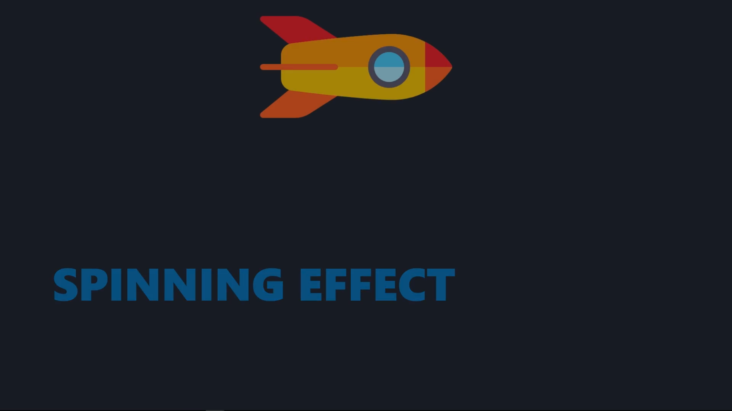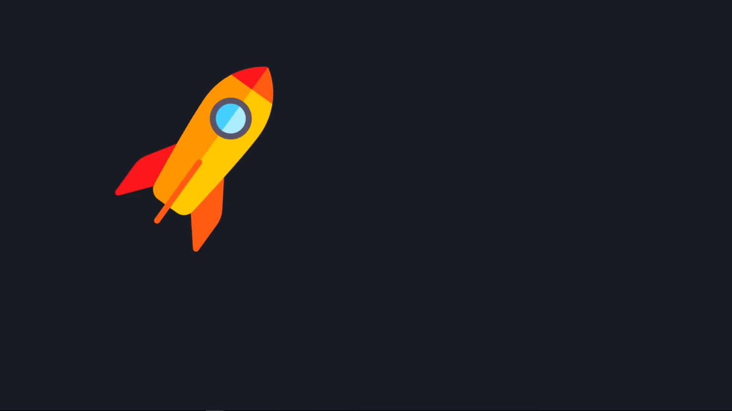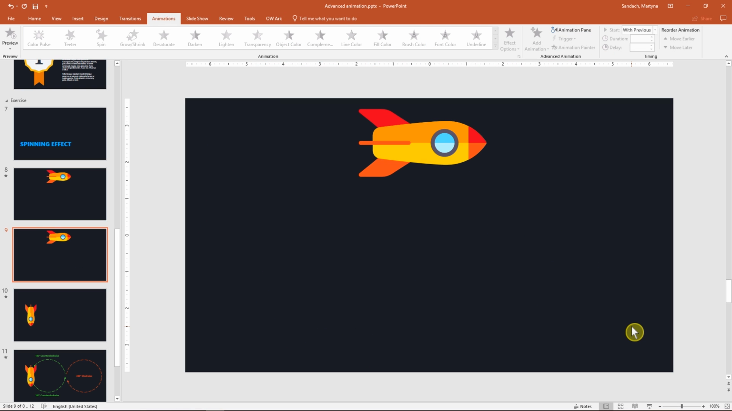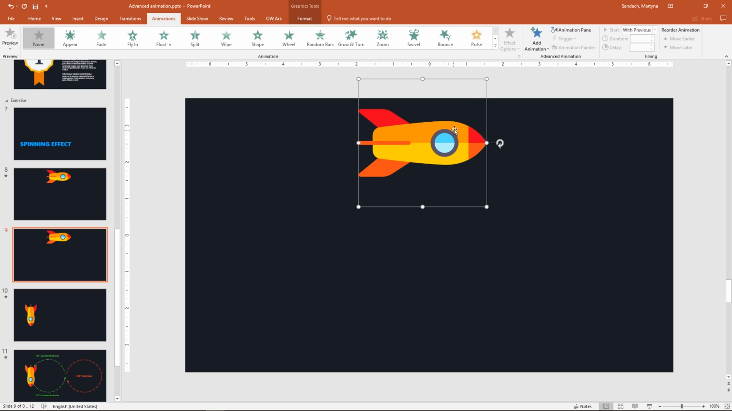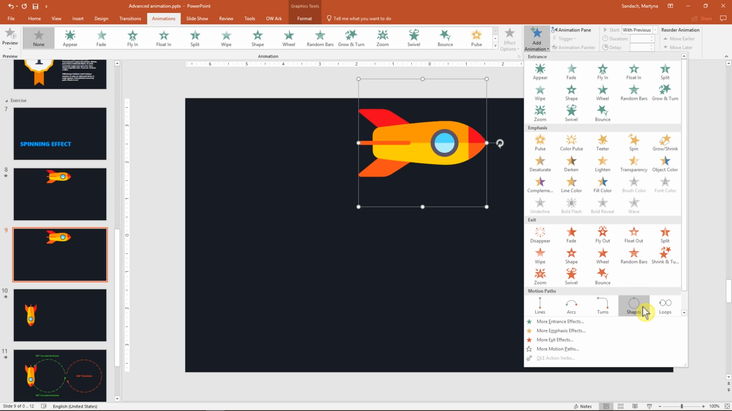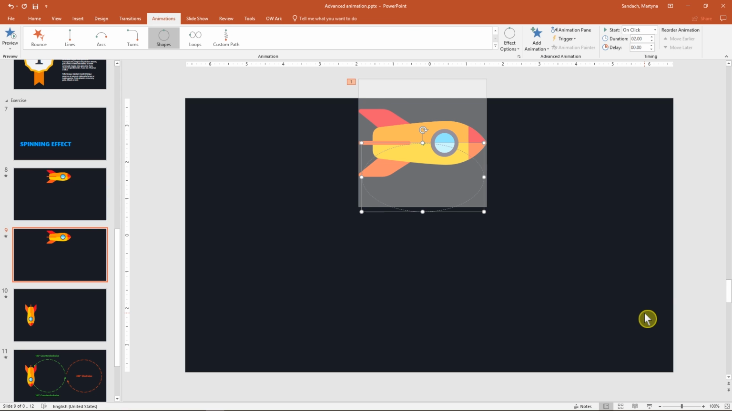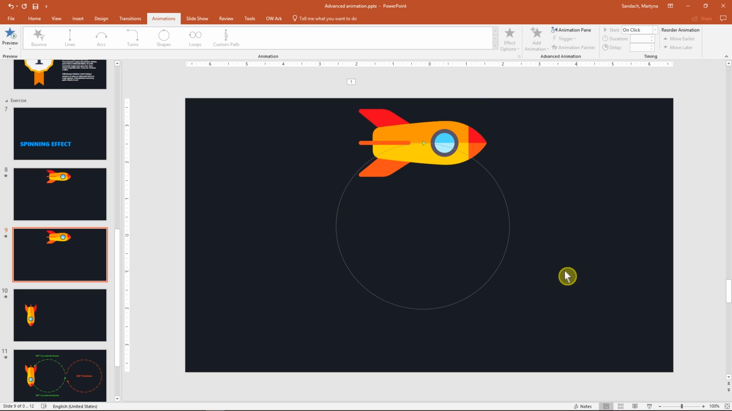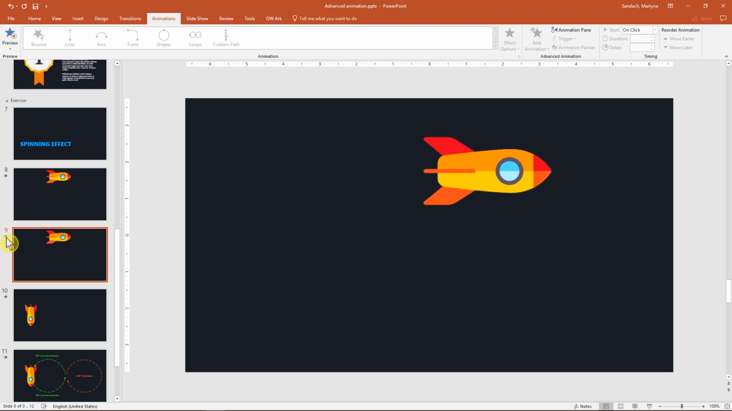Spinning effect. That's what we want to achieve. Let's start with this basic rotation. First, select the rocket. Go to Animation tab and click Add Animation. Then scroll to the bottom and select Motion Path Shapes. Let's stretch it a little bit so then it will make the whole circle. Nice. To see the preview of the animation, click on this star icon.